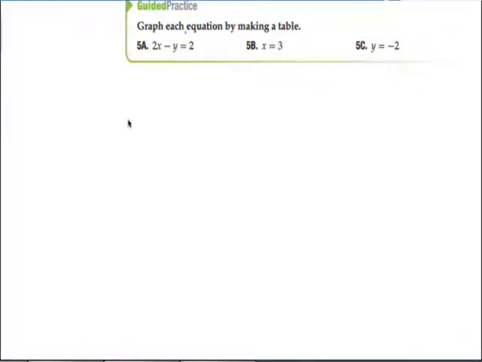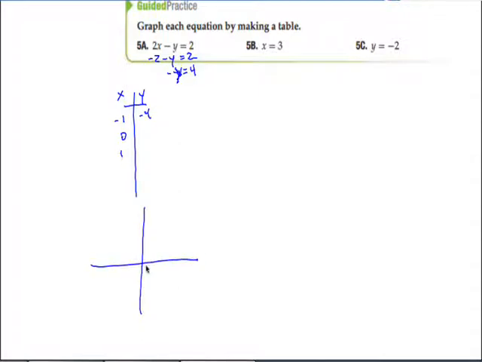So on 5A, we get ourselves a table, so an x and a y. And, you know, you just want to pick a few numbers. I think -1, 0, and 1 are good numbers to pick. So -1, they're small, and 0 is always easy. So when we make x -1, we end up with -2 minus y equals 2. I add 2 to both sides, and I get -y equals 4. And then so y equals -4. So if I'm graphing this, I know at -1, -4, somewhere about there is a point.